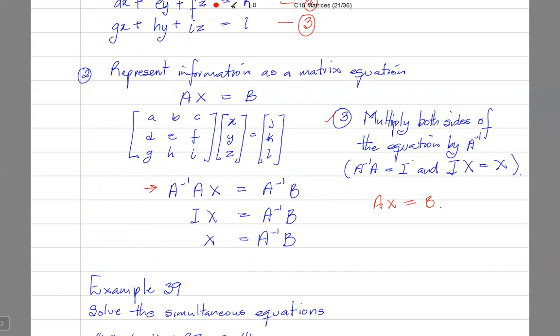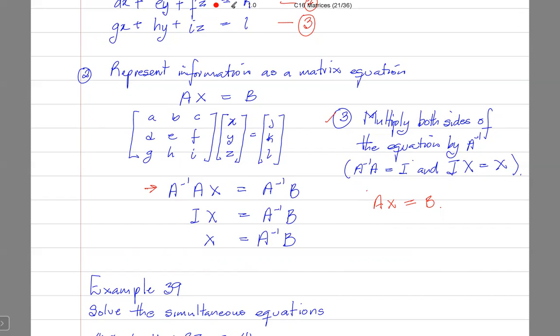But as we learned previously, whenever you multiply a matrix by its inverse, you get the I matrix. Now, multiplying by the I matrix is the equivalent of multiplying by 1. When you multiply a matrix by the I matrix, the matrix is unchanged. So I times X is equal to X. And so X, which is my unknown matrix, the matrix whose elements I do not know, is equal to A inverse B.